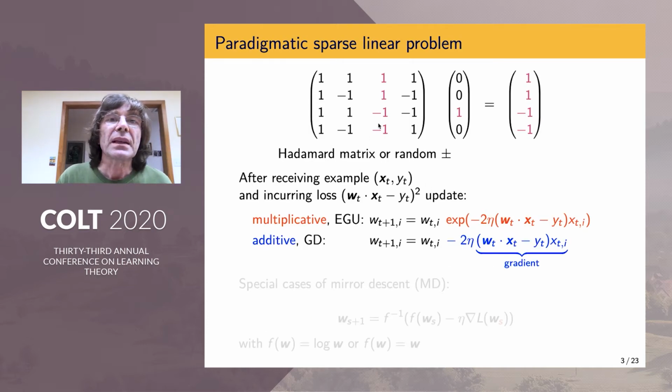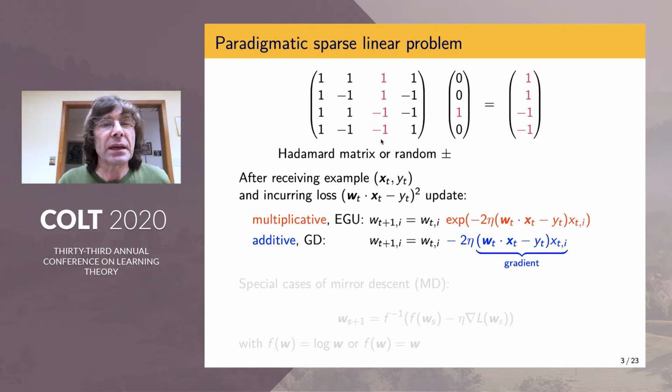So look here. Assume the instances are rows of a Hadamard matrix. They're orthogonal, right? And the target is one of the columns. So it's a paradigmatic problem where the target is sparse, right? I'm picking out one component. Linear, sparse, linear, okay? Third instance, label is -1. Now I do linear regression. I get one example at a time, one row and one label, right?